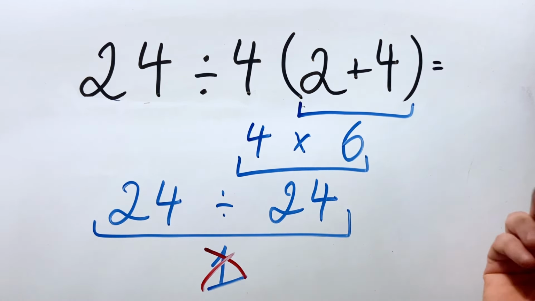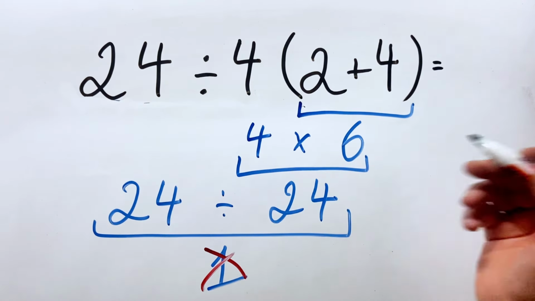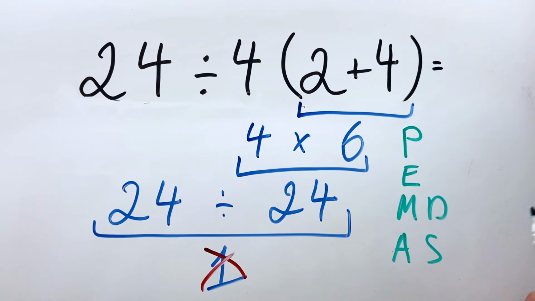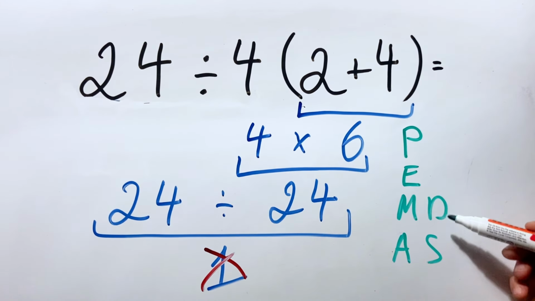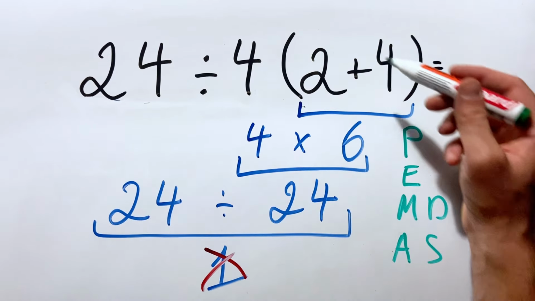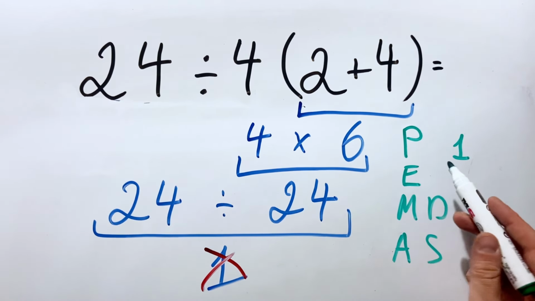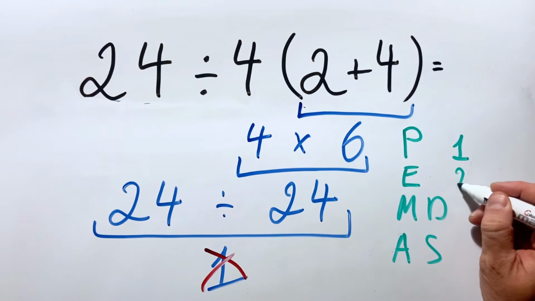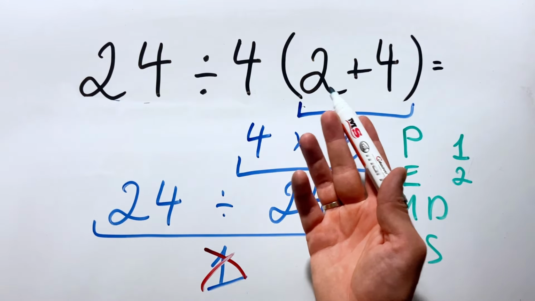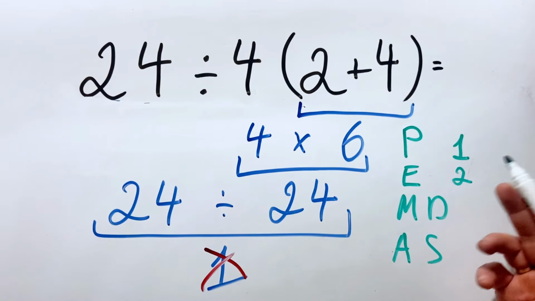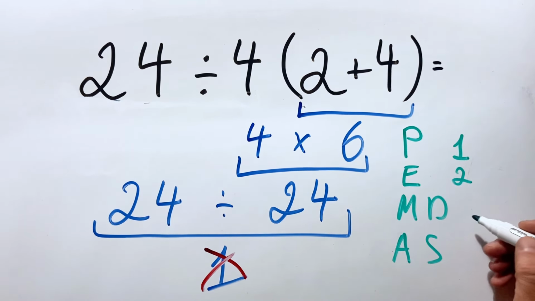Why is it not correct? Because according to the order of operations, which is PEMDAS, or Please Excuse My Dear Aunt Sally, we must do first what's inside the parentheses. Then we do exponents in the second place. We don't have any exponents here, therefore we don't do it.